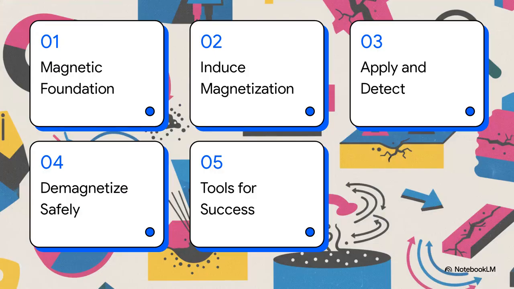To make sure you're fully equipped for the field, here's our playbook for today. We'll start with 1, understanding the magnetic foundation. Then we'll move through 2, step 1, induce magnetization. 3, step 2, apply and detect. And 4, step 3, demagnetize safely. Finally, we'll wrap up with 5, tools for real-world success.